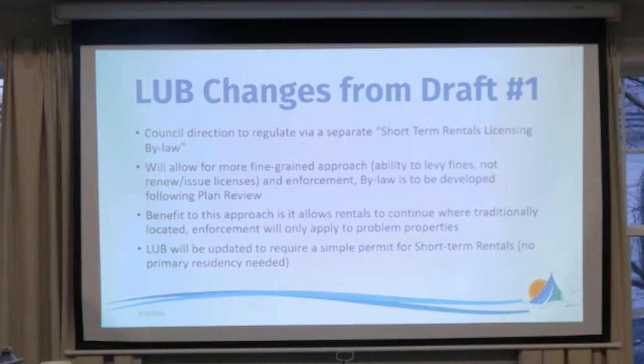This generated a lot of discussion last year and throughout the engagement period. I think the key piece that got a lot of pushback was that, initially in the draft, anywhere that short-term rentals were taking place in a residential zone, you needed to prove that you were the primary resident of that property. Essentially, that meant seasonal properties would not be able to be used as short-term rentals. You would have to provide proof to the development officer that it was your primary residence in order to get a permit to operate a short-term rental.